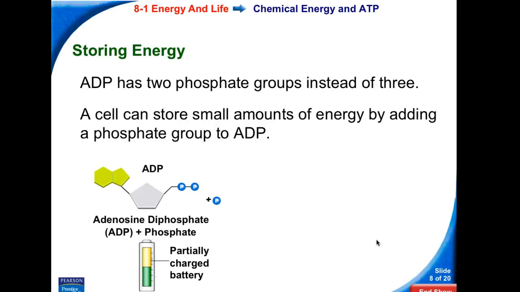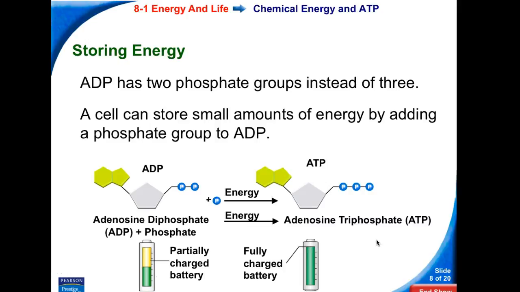You have a molecule that is closely related to ATP called ADP. ADP has 2 phosphate groups instead of 3. A cell can store small amounts of energy by adding a phosphate group to ADP. When that happens, we say that ADP has become phosphorylated. Adenosine diphosphate plus a phosphate group is somewhat like a partially charged battery. When you add that phosphate group and some energy to that molecule, you form ATP. ATP is like a fully charged battery.